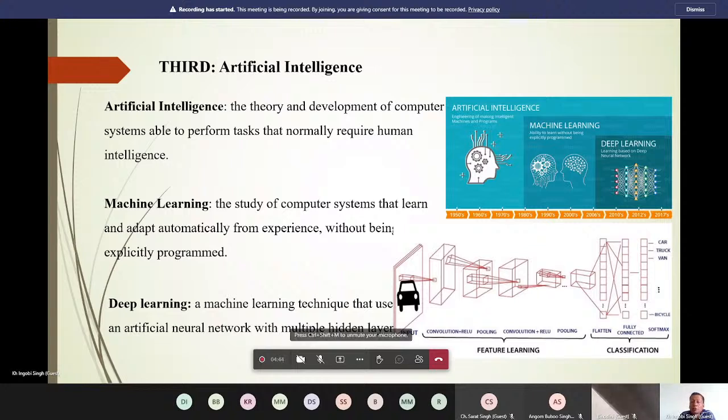Then comes another type of AI, that is deep learning, a machine learning technique that uses artificial neural networks with multiple hidden layers. An artificial neural network is a model of the organization of the human brain and is an interconnected group of artificial neurons that uses a mathematical or computational model for information processing. It exhibits human-like traits such as the ability to learn from experience, generalize on their knowledge, and make errors and corrections, to mention a few.